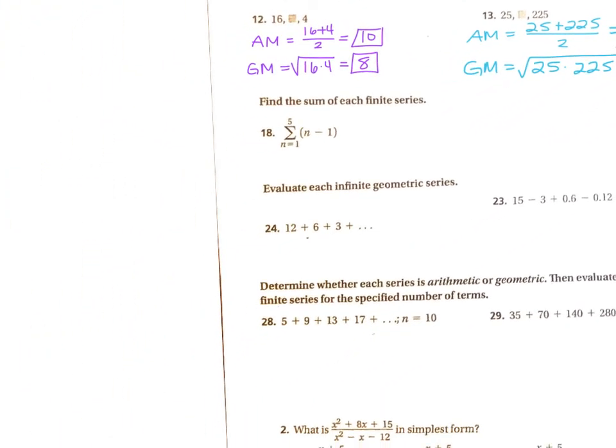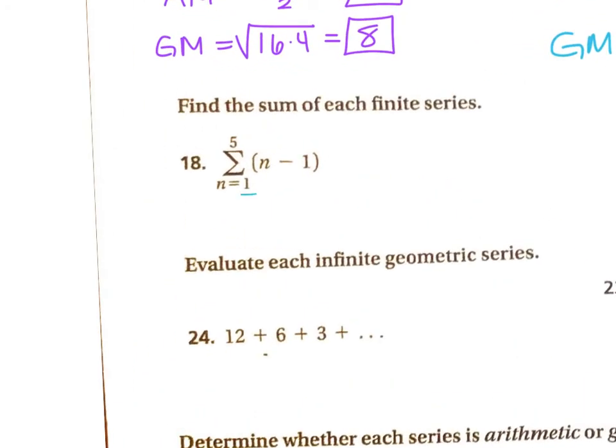Find the sum of each finite series. So this one is saying we're going from 1 to 5 terms, and then we're adding them all together. So the first term, if we plug a 1 in here, 1 minus 1 is 0. The second term, if we plug a 2 in, 2 minus 1 is 1. If we plug a 3 in, 3 minus 1 is 2. If we plug a 4 in, 4 minus 1 is 3. And then if we plug the 5 in, 5 minus 1 is 4.